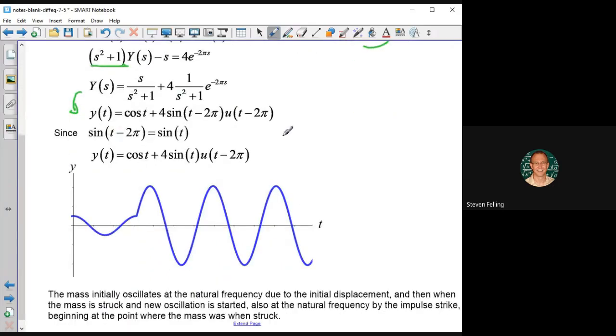And if you were to graph that function, it would look like this. So what happens is, from displacing the mass initially and releasing it, it starts oscillating at its own natural frequency set by the spring constant and gravity. And then when you strike it with a hammer at 2 pi seconds, there's more energy in the system, so it keeps oscillating at the natural frequency, but now with a higher amplitude, starting at the location where it was. All right, so that's how we would use the Dirac delta function.